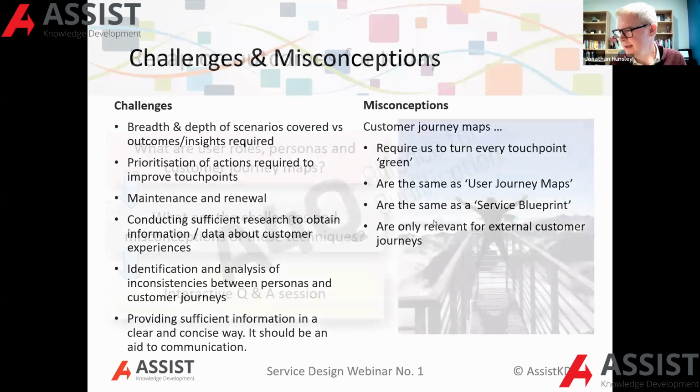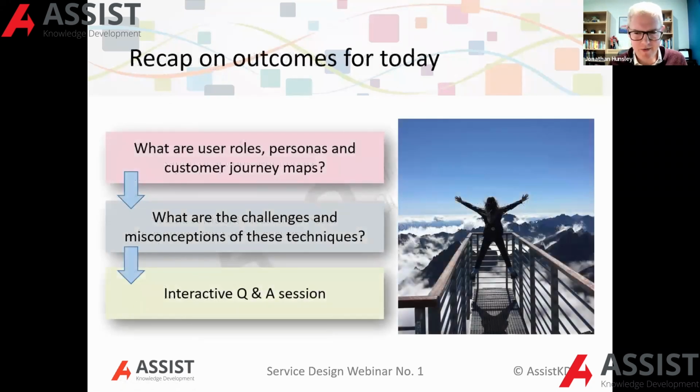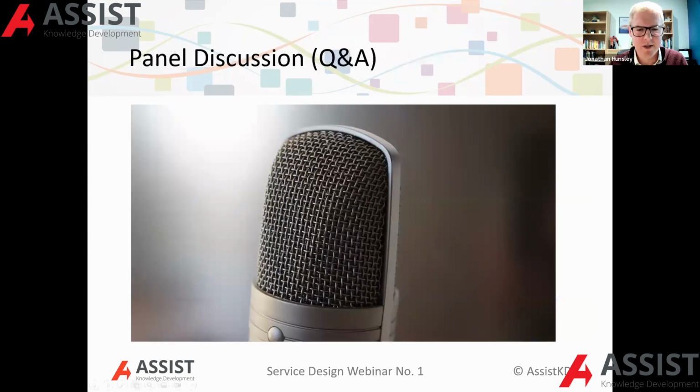So I think that's now allowed us to cover all of the three outcomes. And I think, Lawrence, I've stuck to time. So hopefully now you've got a good understanding of what is a user, what are user roles, what are personas and customer journey maps, what are the challenges and misconceptions, and I'm hopeful that that's helped to stimulate some thinking ready for our Q&A panel. So now over to the Q&A discussion. So I'm going to stop sharing at this point over my slides. I just want to thank you all for your time, for listening, and look forward to our discussions now.